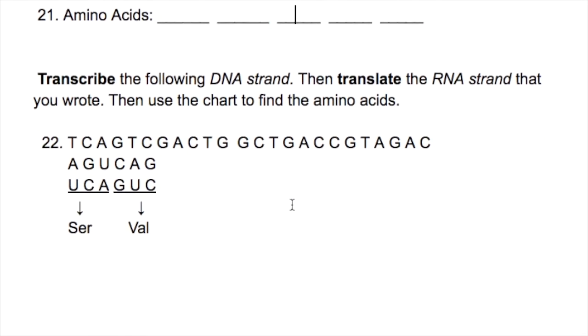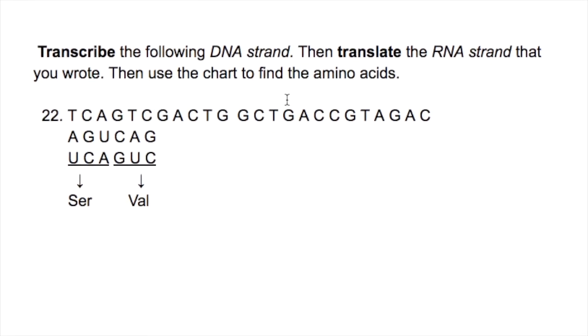And 22 is very similar. You're given DNA up at the top. The second line needs to be your mRNA. Your third line is your tRNA, and then use the chart for the amino acids.